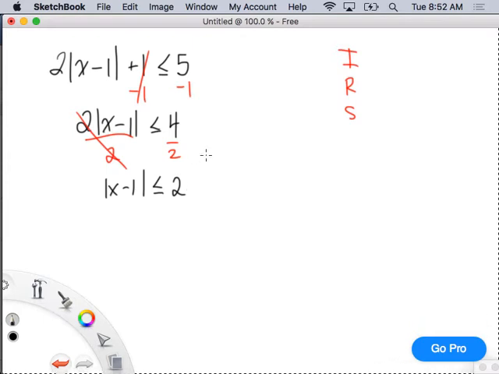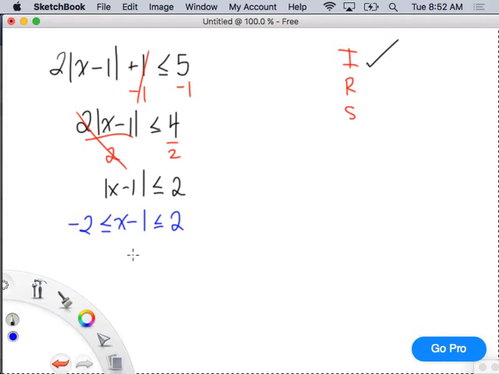You guys following this? Okay. I've finished my isolation process. Now I rewrite it. I always rewrite in the same way. The first step, x minus 1 is less than or equal to 2. I drop it. It's less than, so it's and, so I bring this over. Bring the number over and make it negative. Yeah?